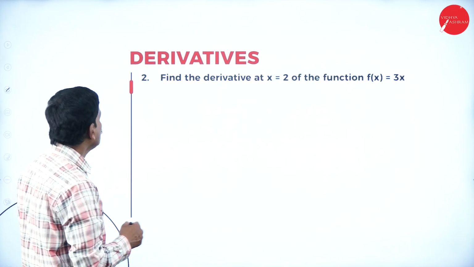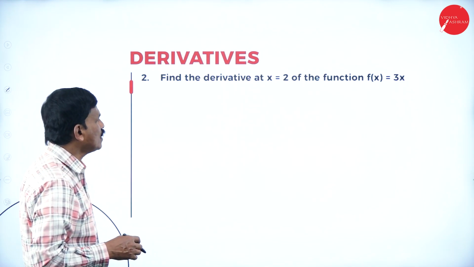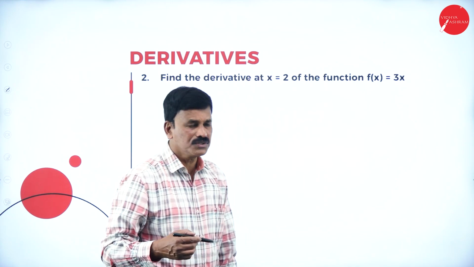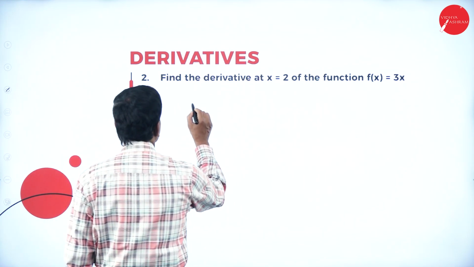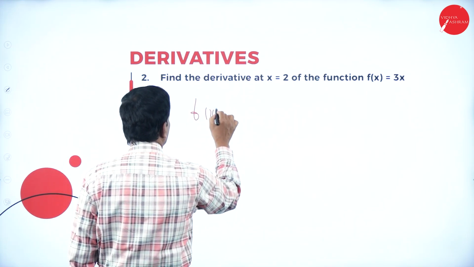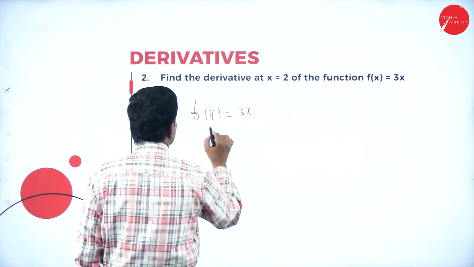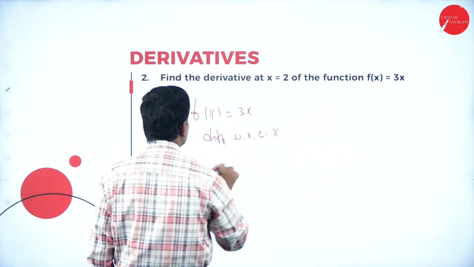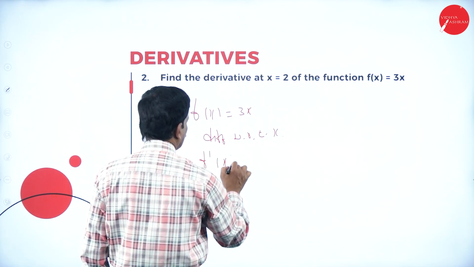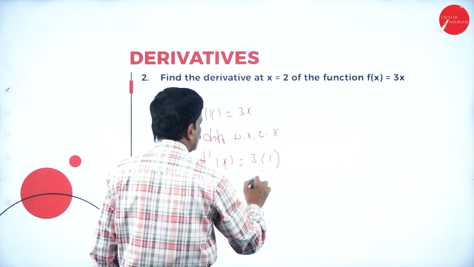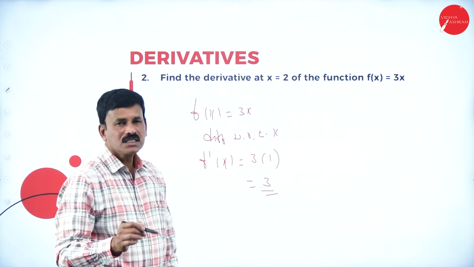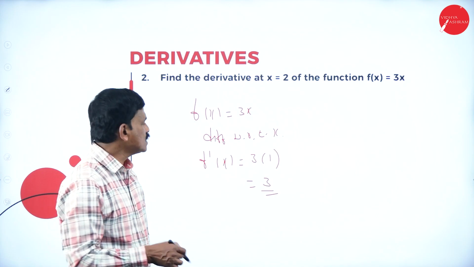That's it. Now move on to the next. Find the derivative at x is equal to 2 of the function f of x is equal to 3x. Let us take f of x is equal to 3x. Differentiating with respect to x, we get f dash of x is equal to 3 into the differentiation of x, which is 1. So the derivative of f of x is equal to 3x is 3.